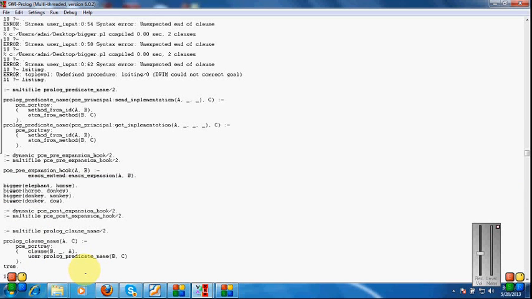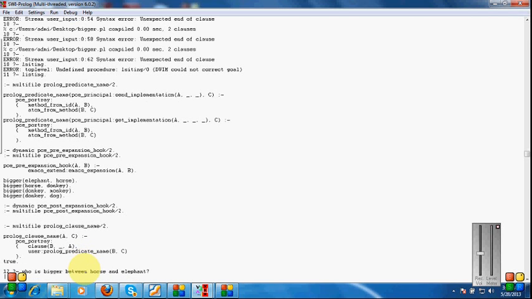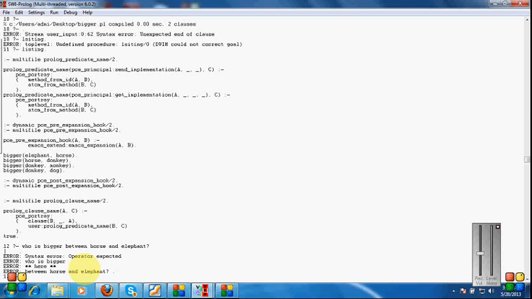But again, if I ask the questions in English, the users may not know English. Prolog systems are used by different people, online, offline, so they don't need the English language, and they can ask such kinds of questions. Who is bigger between horse and elephant? Otherwise this is a syntax error actually, you cannot type in English language. Similarly, they can ask many different questions.